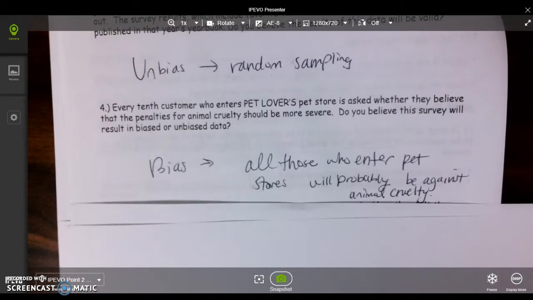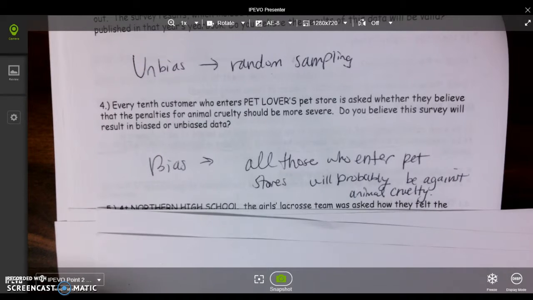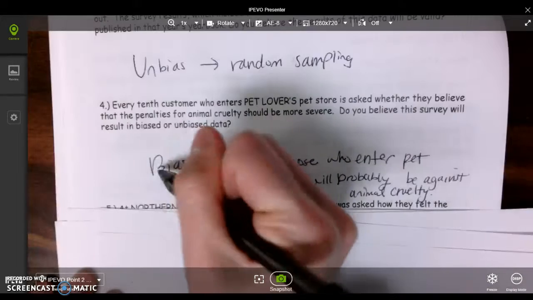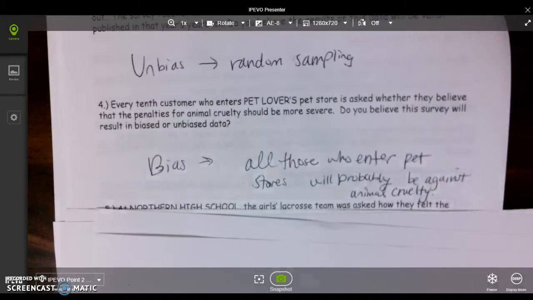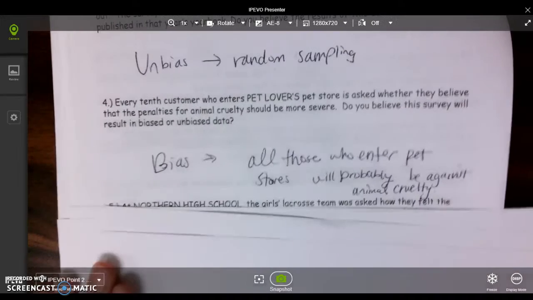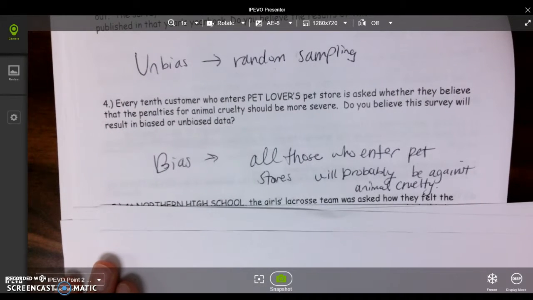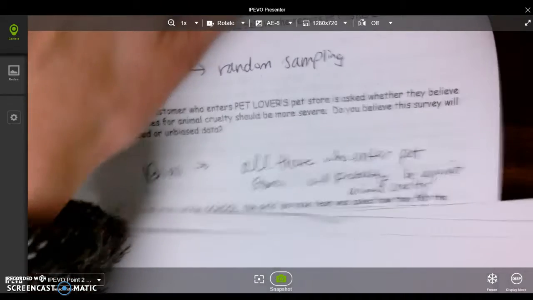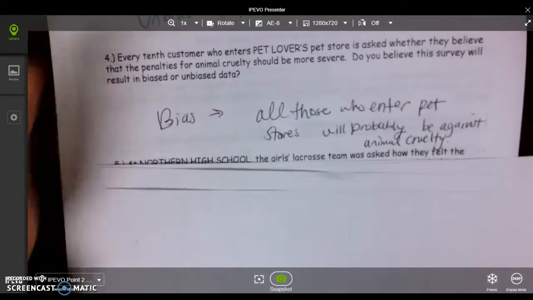For the next one, I chose biased, because if you're asking people that are leaving a pet store how they feel about animal cruelty, most of the time they're going to say, of course they're against it because they're going into a pet store for a reason. They either have a pet or they enjoy pets or they're looking to get a pet. So of course they're going to be for penalties for animal cruelty. Okay, so it's not random. You're seeking out a very specific group of people to ask this question.